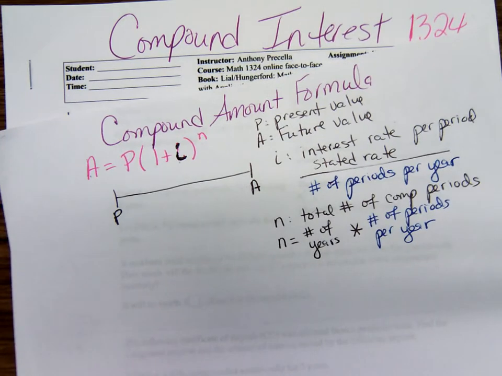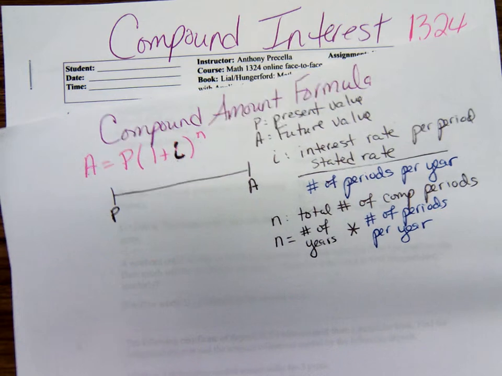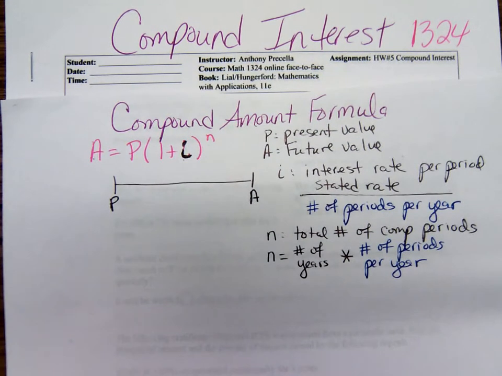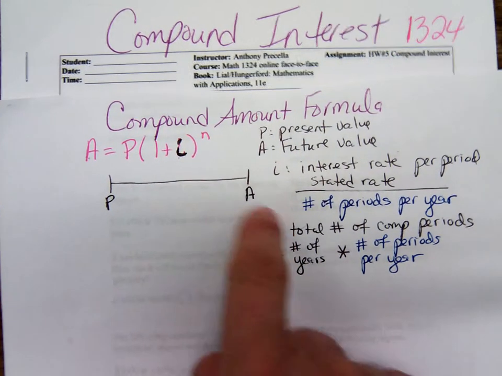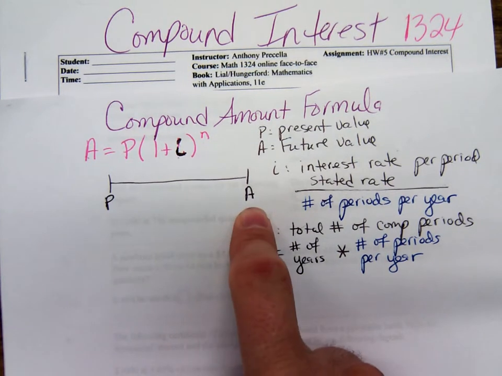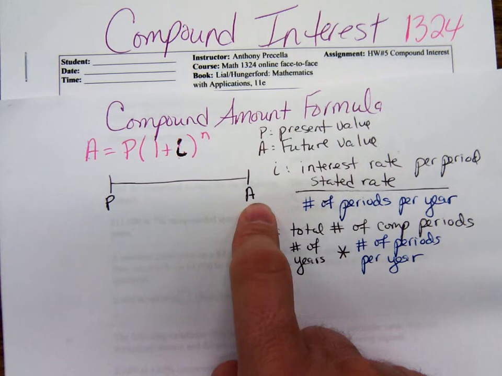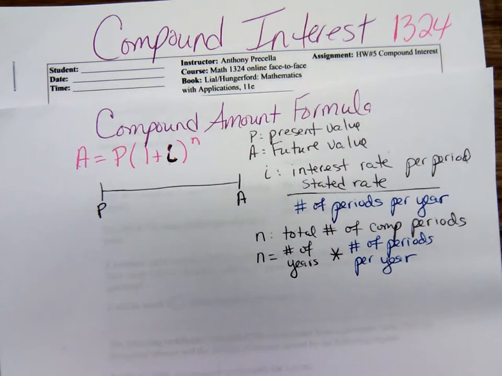Now, something to keep in mind is this formula does not give you the actual amount of interest. If you need to know the actual amount of compound interest, you're going to have to subtract. What the formula does is give you that future value. To get the amount of interest, you would have to subtract future value minus present value.